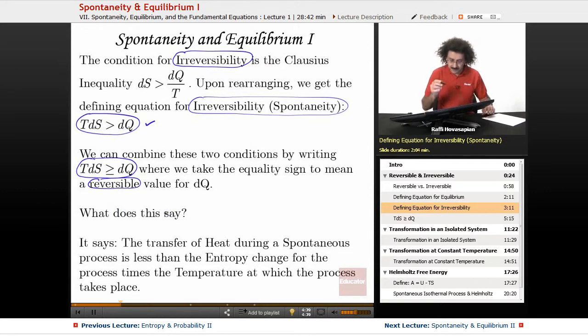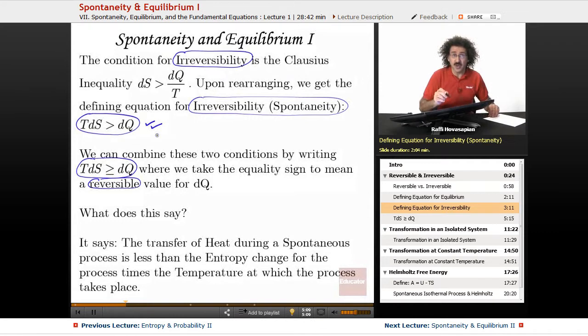What does this say? It says the transfer of heat during a spontaneous process is less than the entropy change for the process times the temperature at which the process takes place. Once again, for a particular process, a spontaneous process, the heat that's transferred during that process is going to be less than the entropy change for that process times the temperature at which the process takes place.